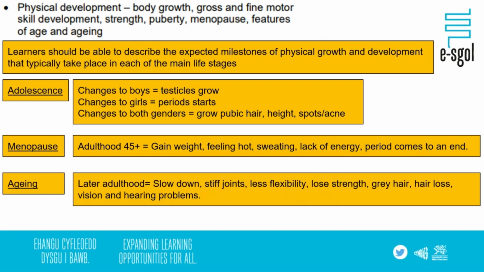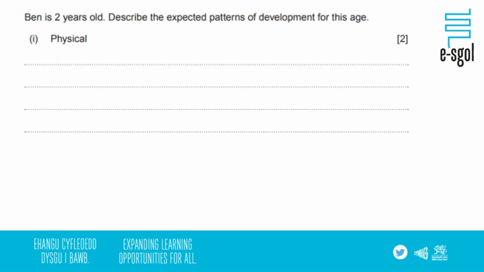Okay, and again, there are a number of emotional effects due to aging, but this is perhaps something that I just wanted to show you in terms of physically. This is kind of what happens to us during each life stage. Okay, if we then revisit the question with regards to Ben, okay, so Ben being 2 years of age, and for you to describe the expected patterns of development for this age.